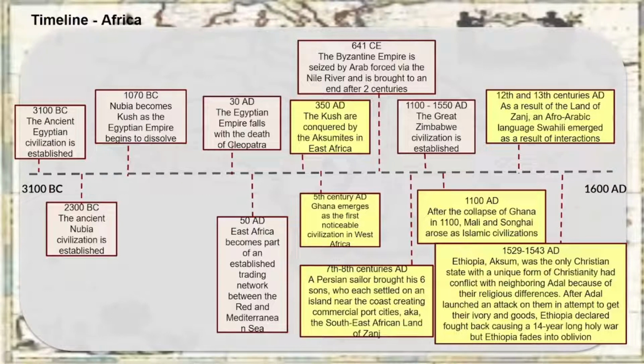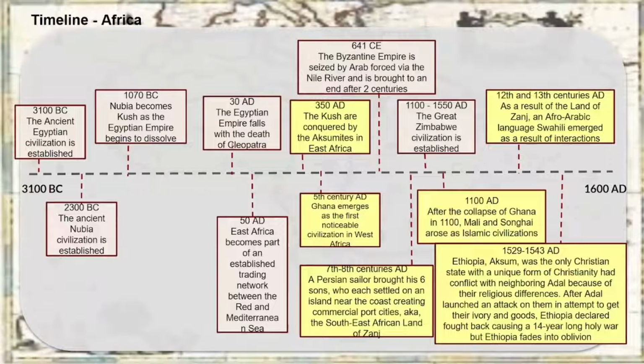In 350 AD, the Kush are conquered by the Ascanites in East Africa, and the Ascanites do eventually also get conquered, but as for right now, the Nubian or the Kush Empire has fallen, and the Ascanites are now in place of East Africa.